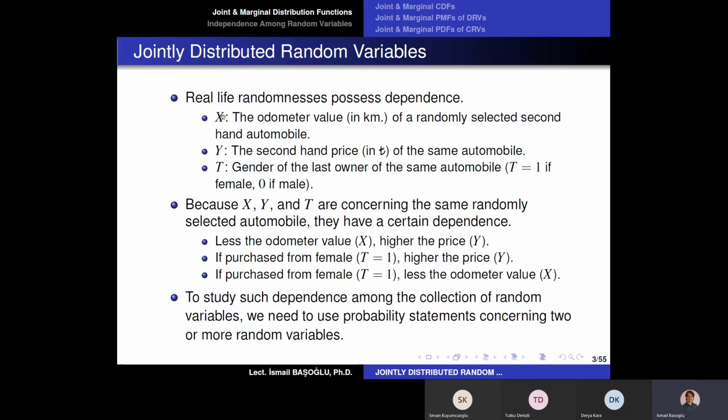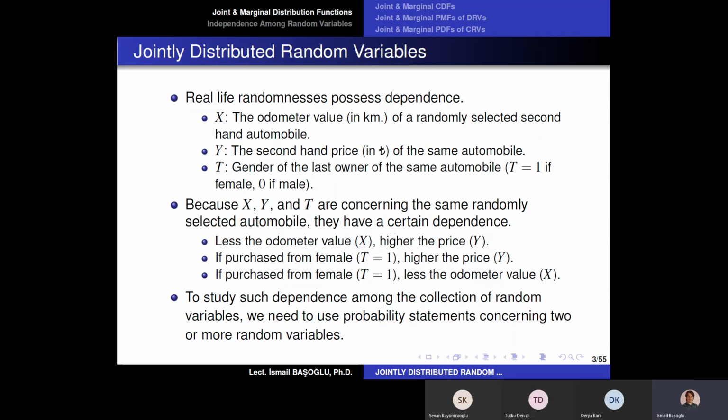However, we know that they are random variables which are tied to the same object, and that object is the automobile. Because of that reason, they possess dependence, as we have said. If, for example, the odometer value is less, then we expect the second-hand price to be larger. Or if the automobile has traveled a large amount of kilometers, then we expect the second-hand price to be low, okay? So these two random variables possess some dependence.